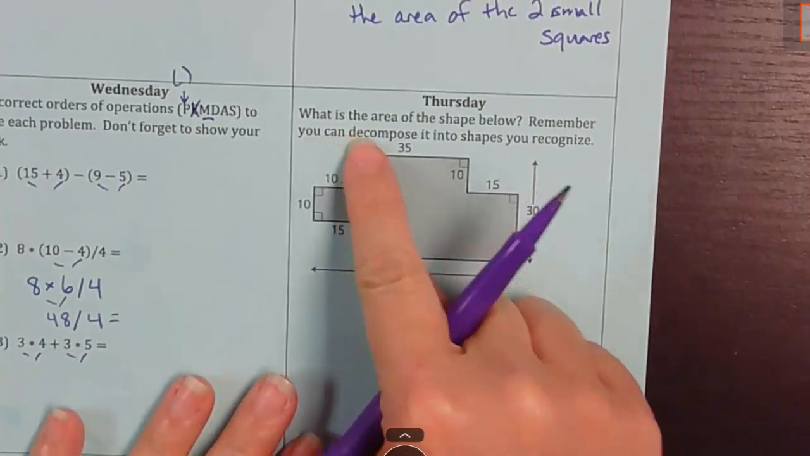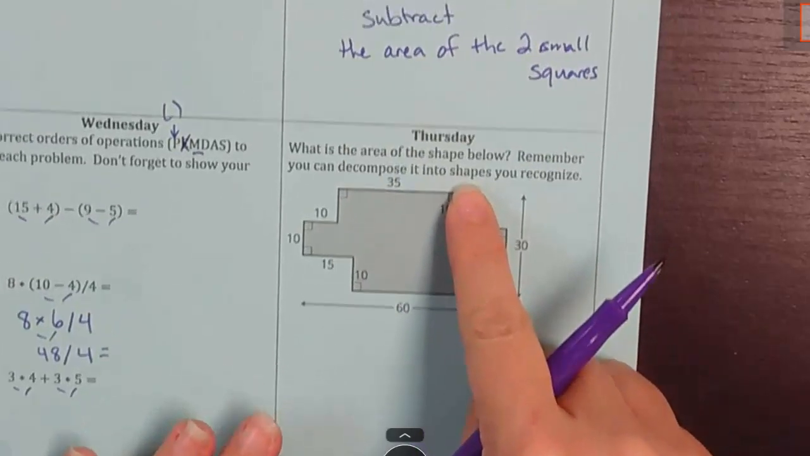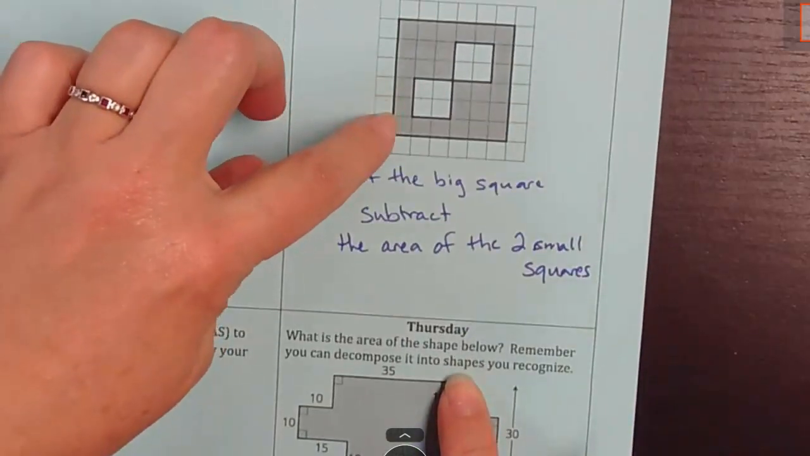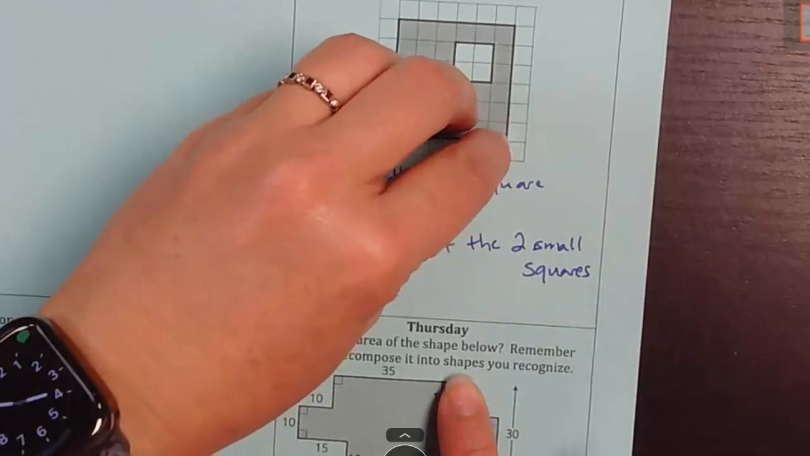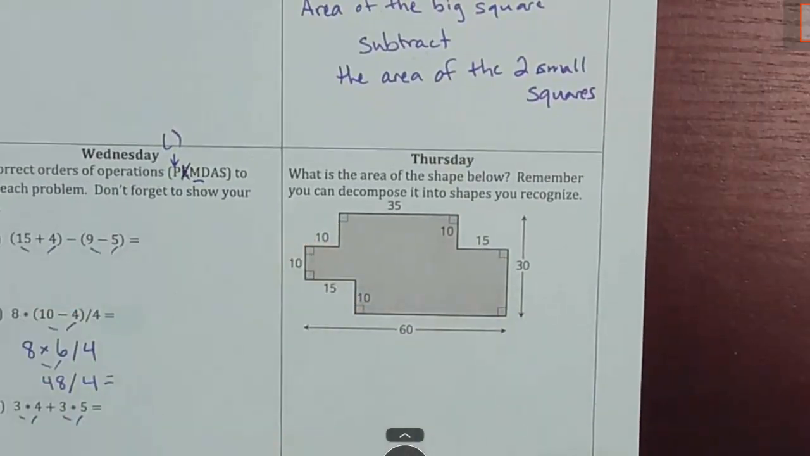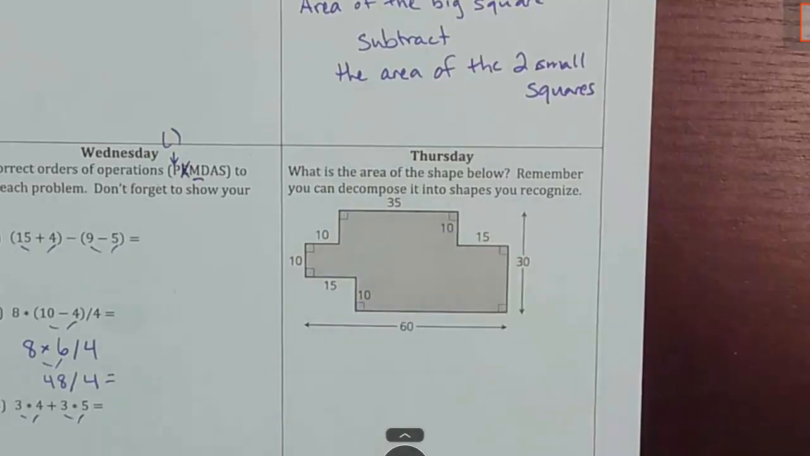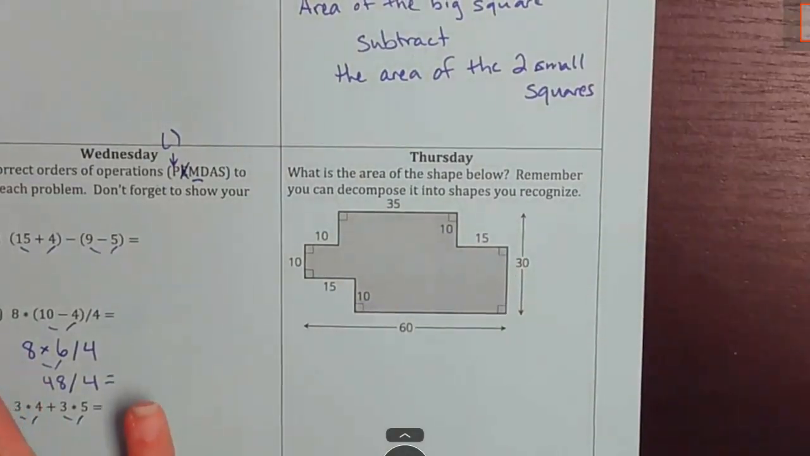Okay, Thursday says, what is the area of the shape below? Remember, you can decompose it into shapes you recognize. That's like this one, but on this one we had to subtract to take out. This one we don't need to subtract. You could. So there's two options. You could turn this into one big, here, let me get tracing paper and I can show you your two options.